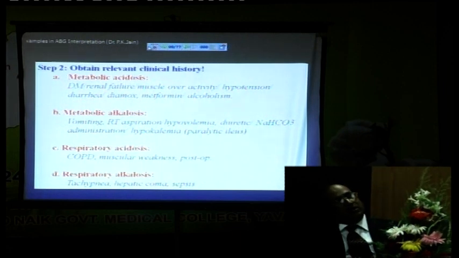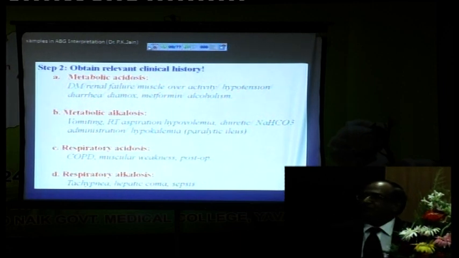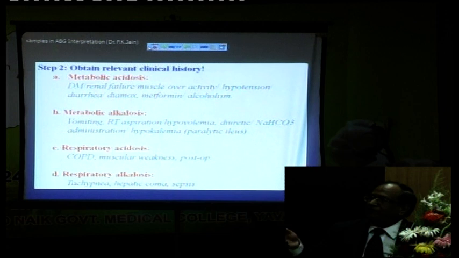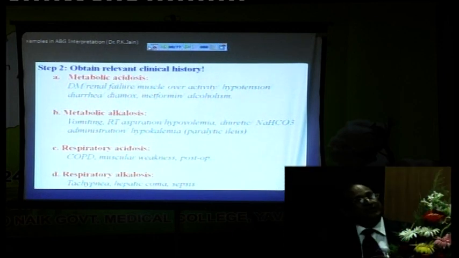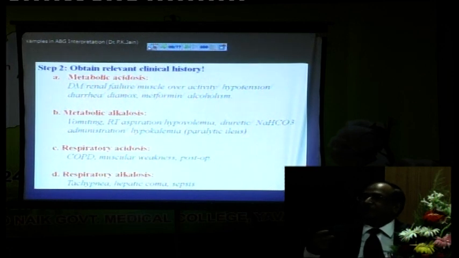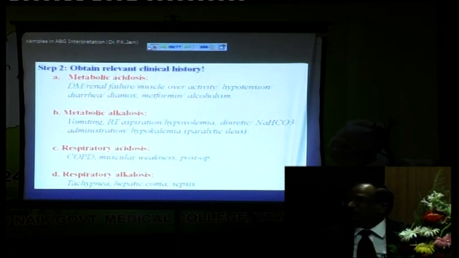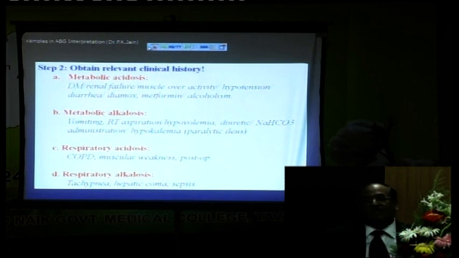Now, when you look at the patient, you as clinicians know that if you have diabetes or diabetic ketoacidosis, you're suspecting metabolic acidosis. If he has got convulsions, hypotension, you suspect lactic acidosis. If he's taken alcohol, you suspect acidosis. So you know from history what disorder to think about. When do you suspect metabolic alkalosis? When they're vomiting, they're hypovolemic, they're hypokalemic. Okay, you suspect metabolic alkalosis.